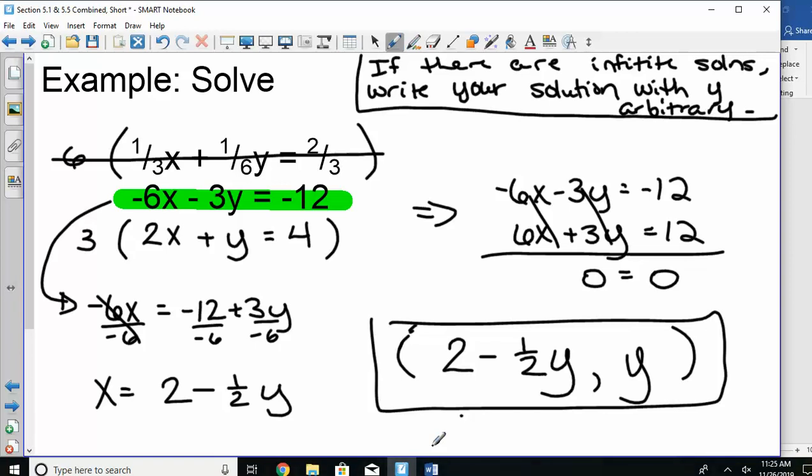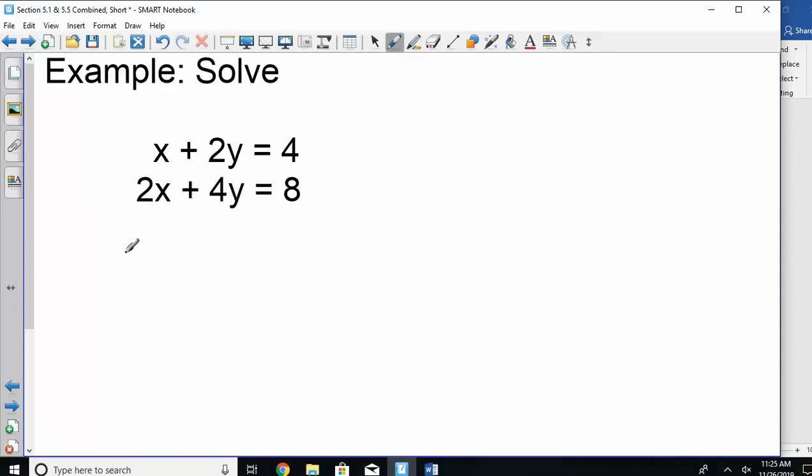Questions there? Do I need to do another one where you have to write the solution with y arbitrary? A few of you shook your heads yes. So why don't you guys try this one for me?